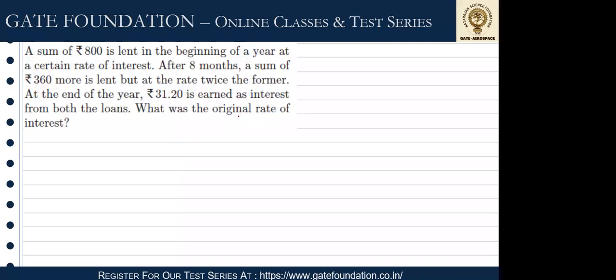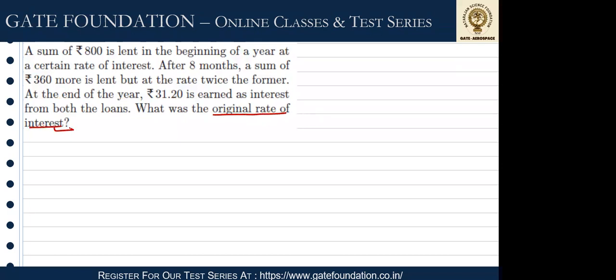Let's try to see how this can be solved. A sum of 800 is lent in the beginning of a year at a certain rate of interest. So principal amount दिया हुआ है in the beginning of the year. After 8 months, a sum of 360 more is lent, but at a rate twice the former. So after 8 months, थोड़ा और पैसा दिया हुआ है. At the end of the year, 31.20 rupees is earned as an interest from both the loans. What was the original rate of interest?